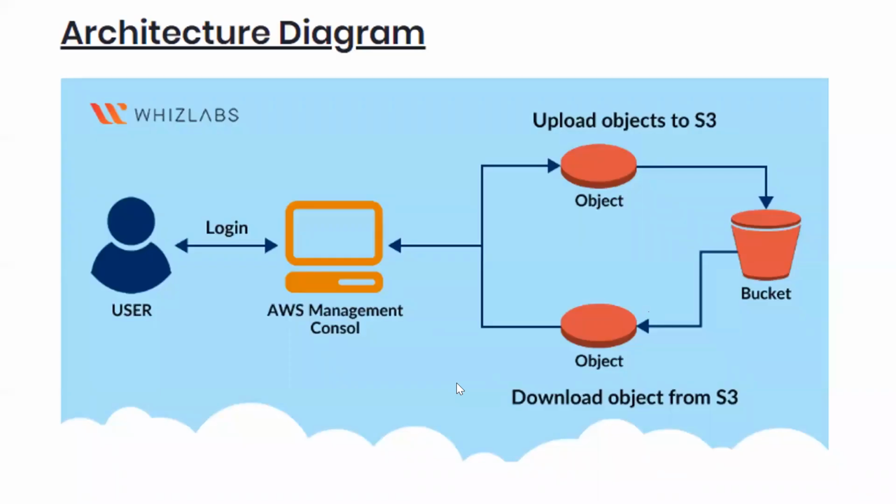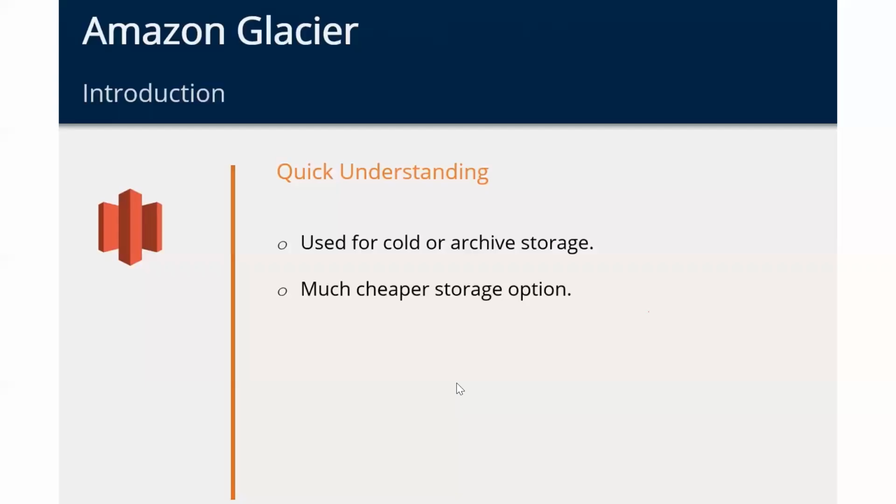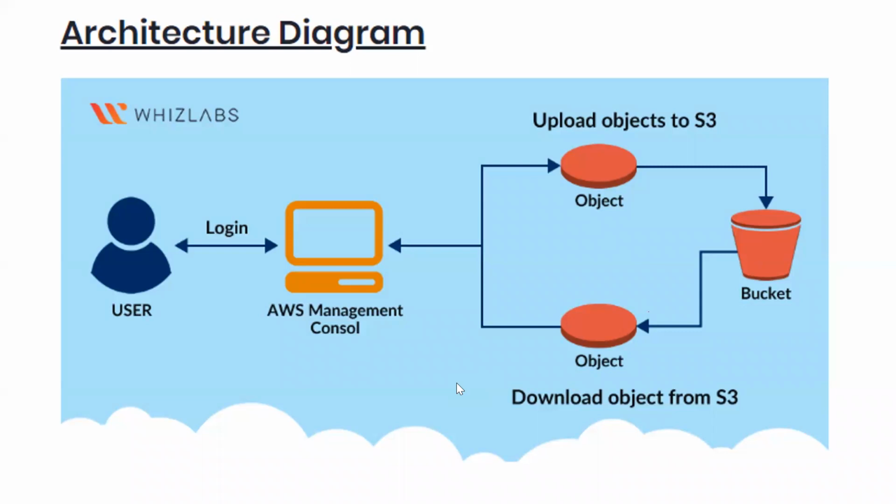Architecture diagram. First the user logs into the AWS Management Console. Everything is through the internet, right? AWS is like a website. You log into the website. Then you can upload an object to the S3 bucket. Following the arrow direction, you see that he logs in, uploads the object to the bucket, accesses the object, and downloads the object from the S3 bucket. That's what we are going to do: the user logs into the AWS Management Console, uploads and downloads. So whatever object he puts on the S3 bucket, he can access it.